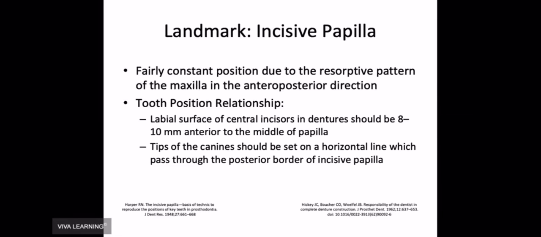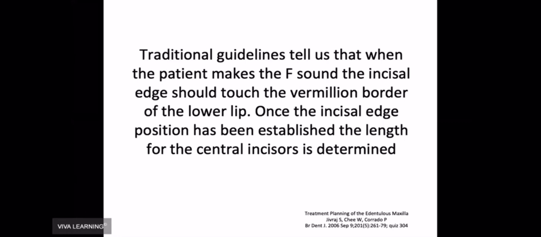A fairly constant position is the incisive papilla, due to the resorption pattern. The labial surface of the central incisors in a denture should be 8 to 10 millimeters anterior to the middle papilla. Tips of the canine should be set on a horizontal line which passes through the posterior border of the incisive papilla. Why is this important? Because traditional guidelines tell us that when the patient makes the F sound, the incisal edge should touch the vermilion border of the lower lip.